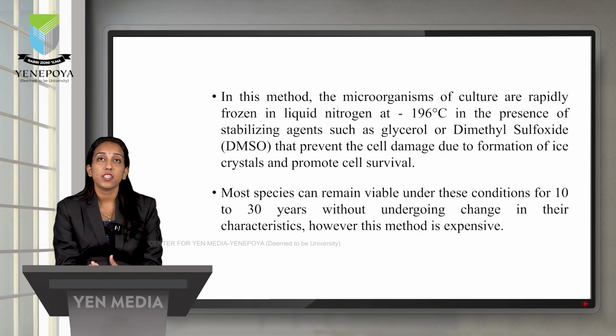How we do this: when freezing, we need to add dimethyl sulfoxide, that is DMSO. That acts as a stabilizing agent, because when we are freezing, if ice crystals form, there is a chance of cell damage to the microorganism. So in order to prevent that, we add DMSO. Then almost all species, if we do this type of preservation, can be kept for 10 to 30 years in the case of cryopreservation.